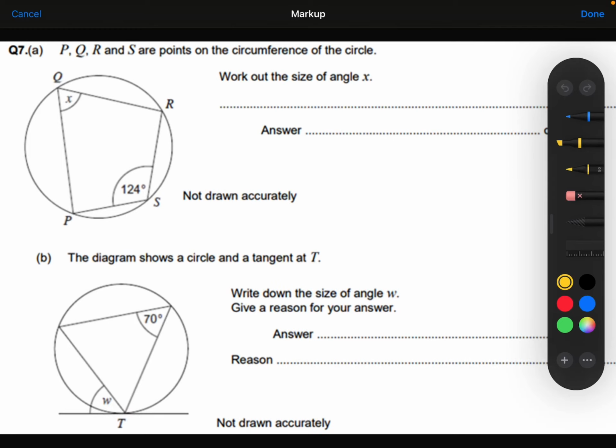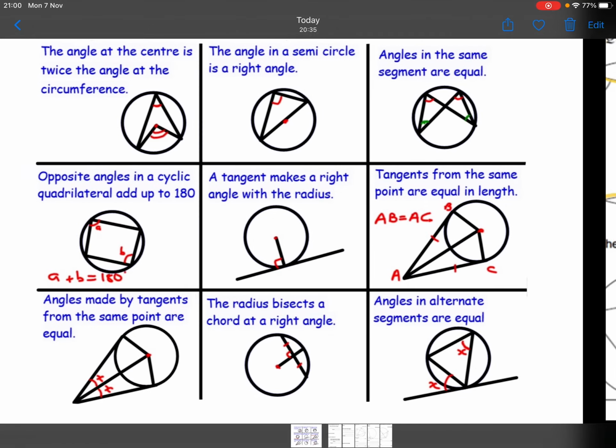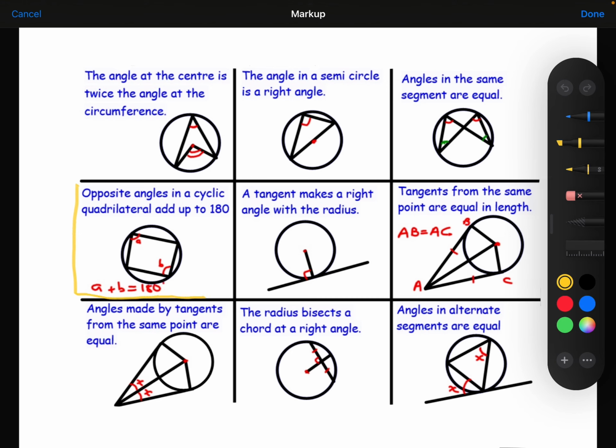Part A, we're told that P, Q, R and S are points on the circumference of the circle, so this is what we call a cyclic quadrilateral. So let's remind ourselves of the circle theorem that involves cyclic quadrilaterals. It's this one, and it says that the opposite angles in a cyclic quadrilateral add up to 180 degrees.